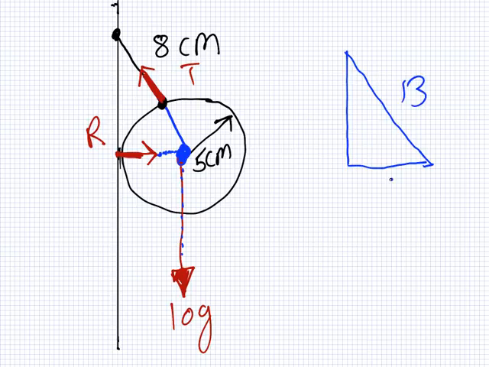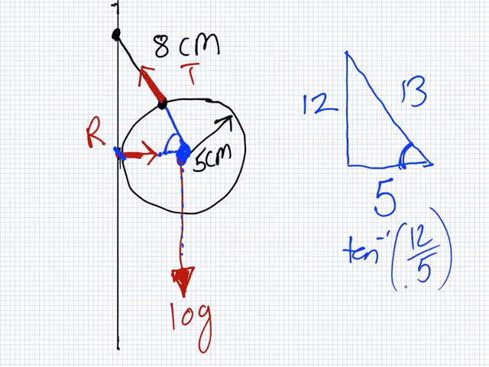How big is this part? 5. This is the triangle here. And from Pythagoras, this one will be 12. So, can we know this angle? Yes, so be careful now. Tan inverse 12 over 5. What's that? 67.4 degrees.